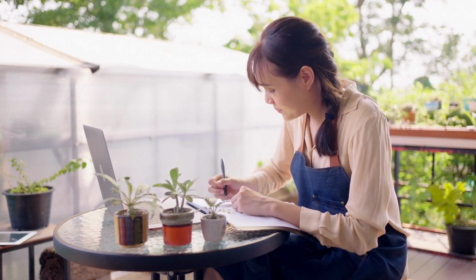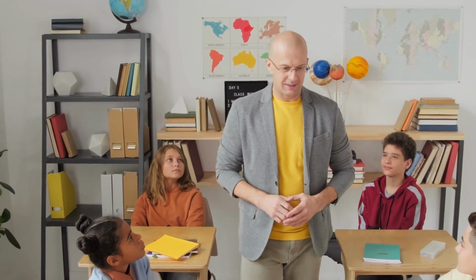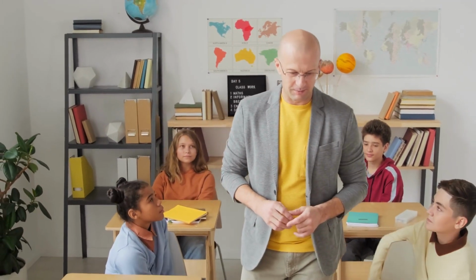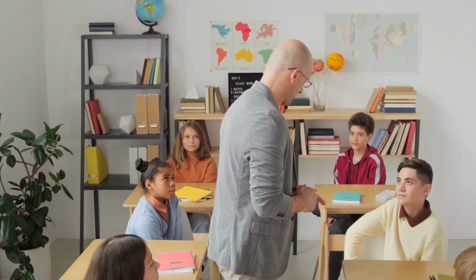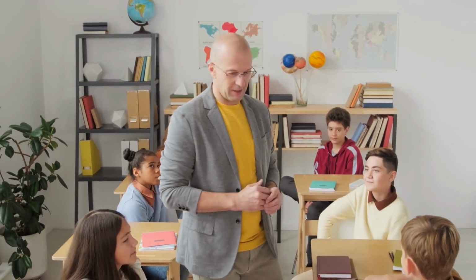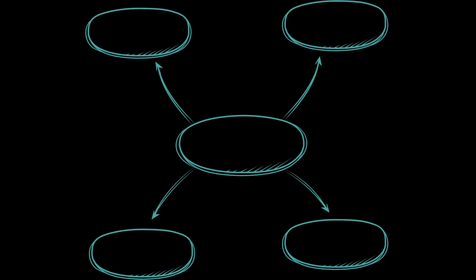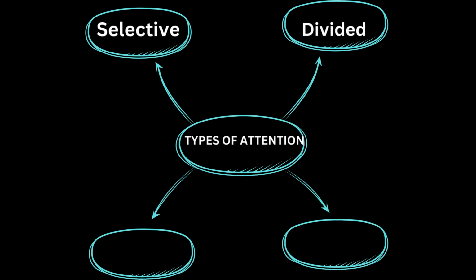That's called attention. Attention is when you're concentrating on one stimuli that's relevant to you while excluding all the other stimuli in the environment that seem irrelevant at the moment. In this video, we'll be talking about the 4 main types of attention that we use in our daily life, namely selective attention, divided attention, sustained attention, and executive attention. Let's start with selective attention.